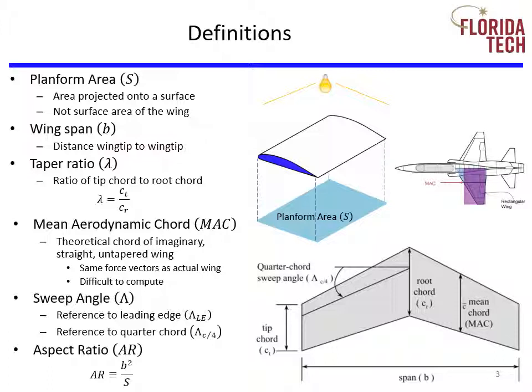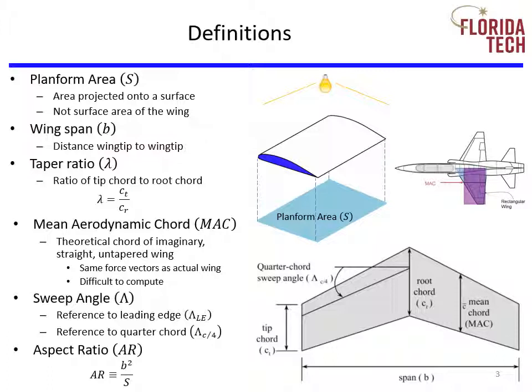Fourth, the mean aerodynamic chord. This is a theoretical chord for an imaginary straight untapered wing which has the same force vectors as the actual wing throughout the speed range of concern. The true mean aerodynamic chord is difficult to compute for many modern aircraft wings since they can be tapered, swept, elliptical, or otherwise irregular. Simplistically, you can think of it as the average chord length for the wing.